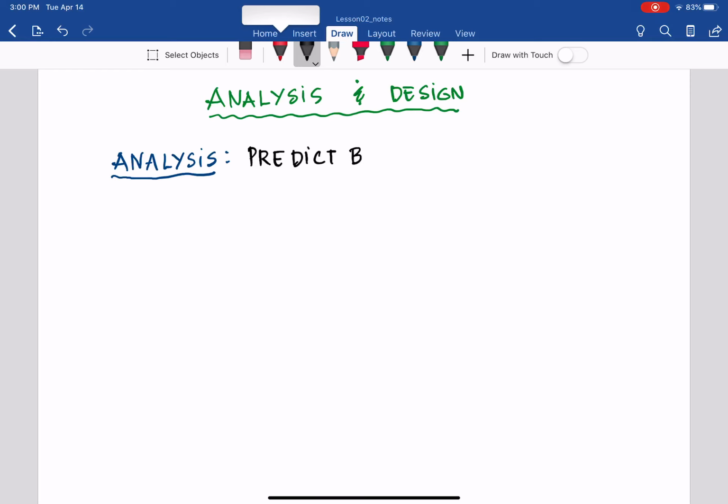Behavior. So someone already designed it, and we want to see what the behavior is in terms of stress, deformation, deflection, etc. So predict the behavior of existing, that is the key, existing structure. So let me give you an example.